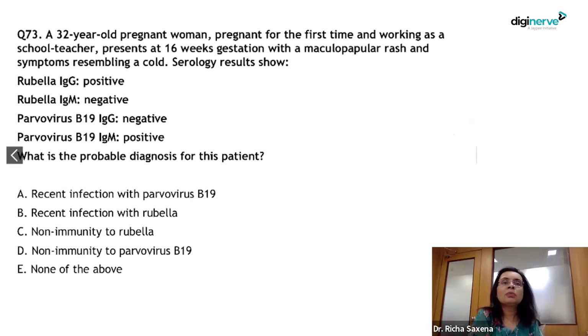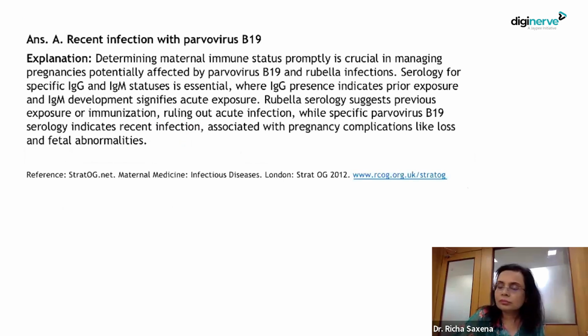So what is the probable diagnosis? In this case, IgM is positive for parvovirus. So that means what did she have? She had a recent infection with parvovirus B19, right? This is quite clear in this case.